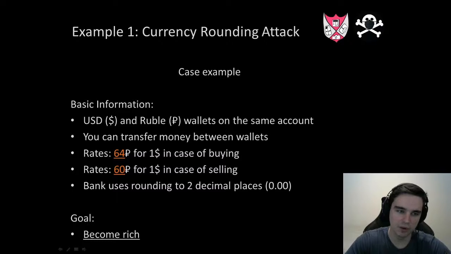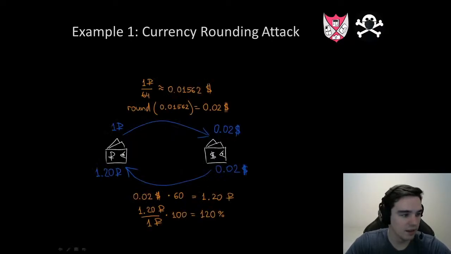It is for calculations. So current rates: it is 64 rubles for $1 in case of buying from the bank, and the same 60 for 1 USD in case of selling. And we have a bank that uses rounding to decimal places. And our goal is to become rich. So what can we do? Let's watch the attack.